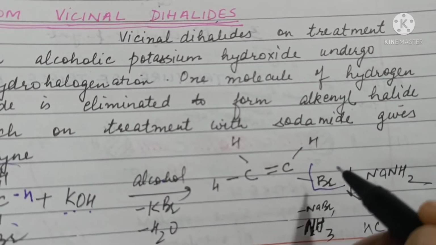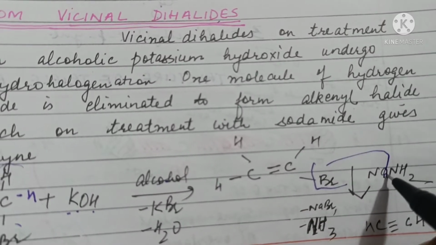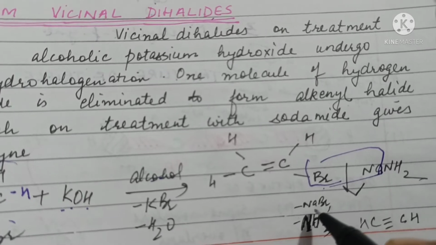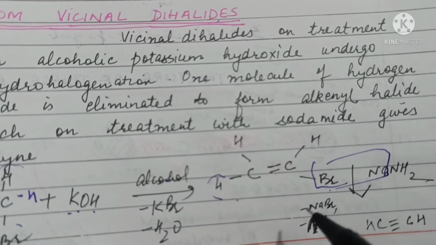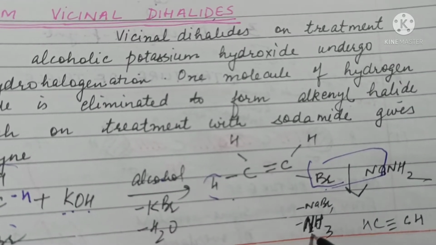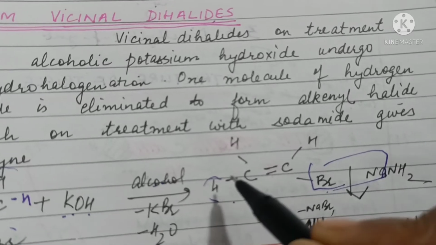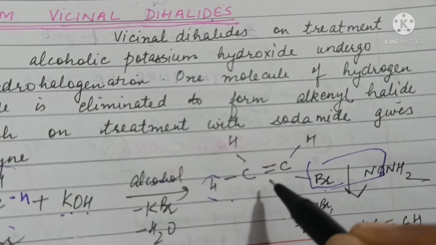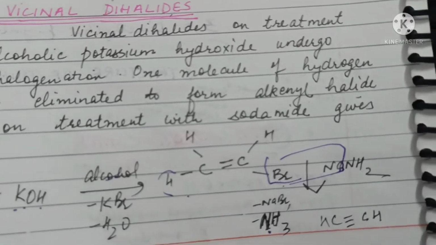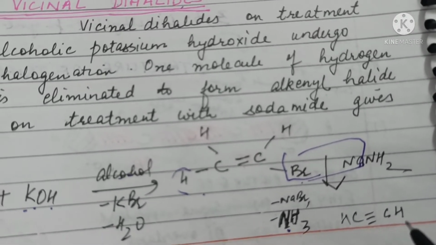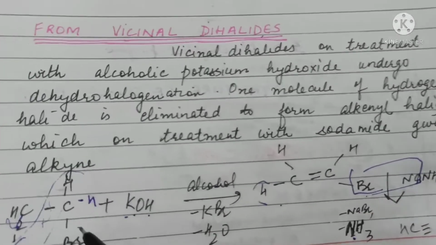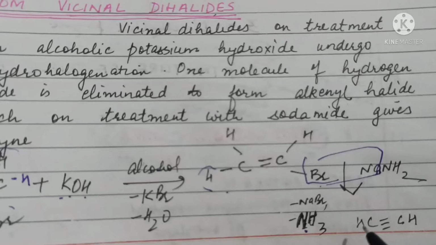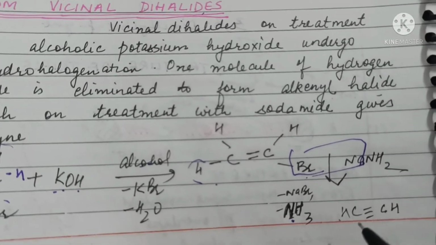alkenyl bromide will react with Na of sodamide to form NaBr. So NaBr is removed. Also NH2 will combine with this H to form NH3. So NaBr and NH3 are eliminated, and when these move out, another bond is formed. So from double it gets converted to triple bond and ethyne is formed. So by carrying out elimination twice from vicinal dihalides, we can prepare alkynes. For example, in this case we have prepared ethyne.